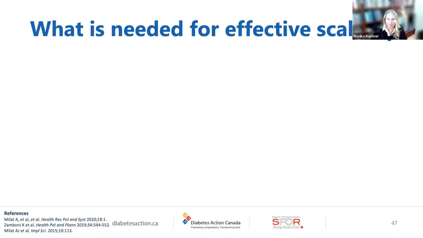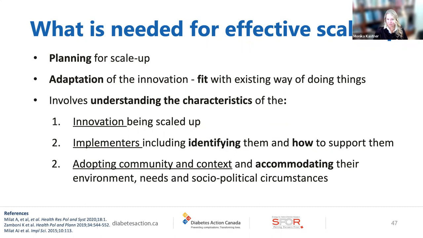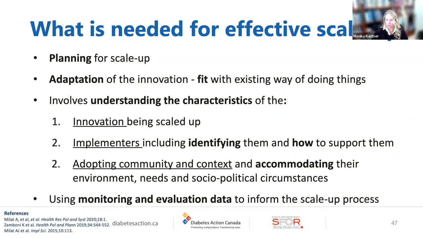So what is needed for effective scale up? Again, planning is very important. Adaptation of the innovations, the fit with existing ways of doing things. So we need to really understand the characteristics of the innovation that's being scaled up, the implementers of that scale up, including identifying them and how to support those people, as well as the adopting community and the context, and how we accommodate their environments, their needs, the socio-political situation, all while retaining the effectiveness of the innovation. It's a very, very important step to identify all these factors. And then, of course, using monitoring and evaluation data to inform that process.